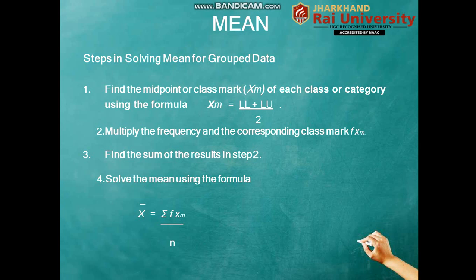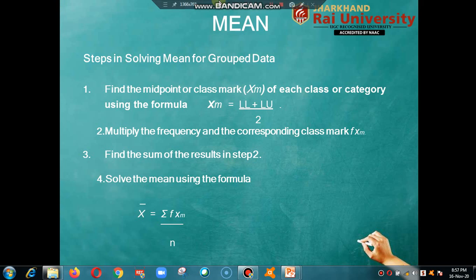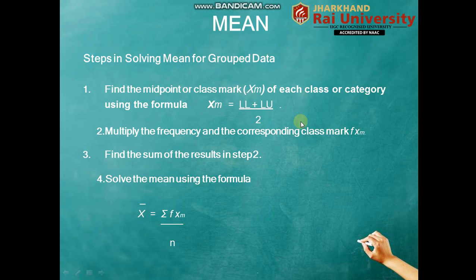So what are the steps in solving for group data? First, find the midpoint or class mark, that is Xm, of each class or category using the formula LL plus LU divided by 2. After that, we have to multiply the frequency and the corresponding class marks, that is FXm, and find the sum of the results in step 2. After finding the result, what we have to do is solve the mean using the formula sigma FXm divided by N.